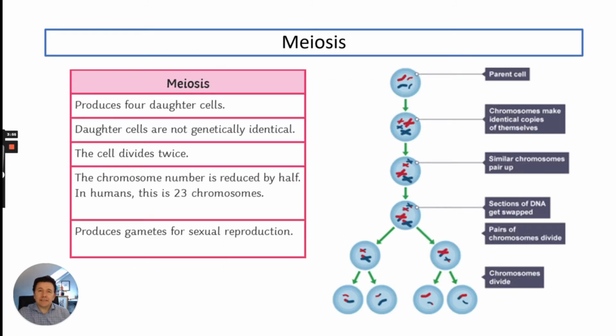How do we get gametes? Well, gametes are produced through meiosis. Meiosis is a form of cell division that produces 4 gametes. The daughter cells are not genetically identical and the cell divides twice. So mitosis occurs and then meiosis. The chromosome number is reduced by half. In humans, this is 23 chromosomes and therefore produces gametes for sexual reproduction.